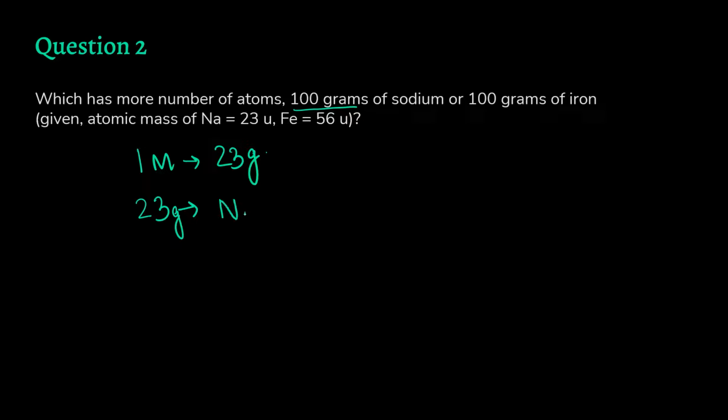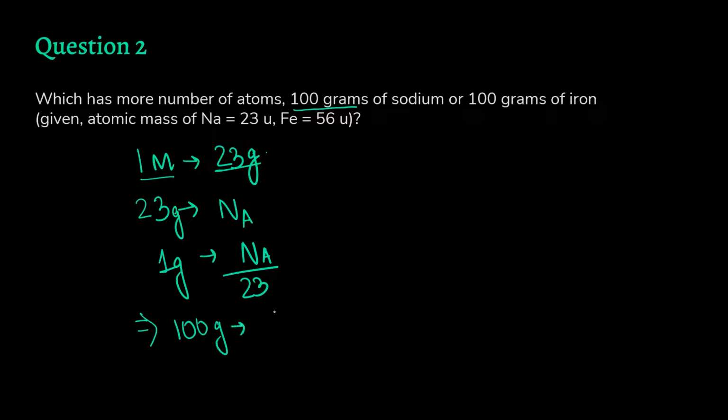For 23 grams of sodium, you have the Avogadro constant equivalent number of atoms, since for 1 mole we have 23 grams equivalent. So what would be the value for 100 gram of sodium? First we will calculate for 1 gram, that would be your Avogadro constant divided by 23, and then you will calculate for 100 grams.